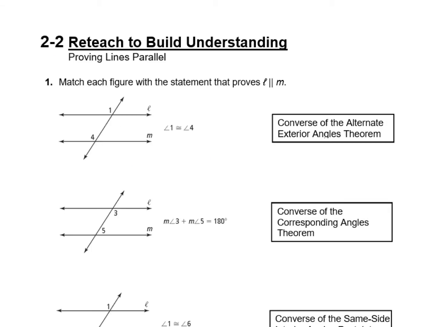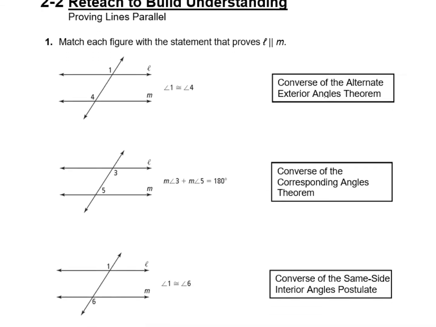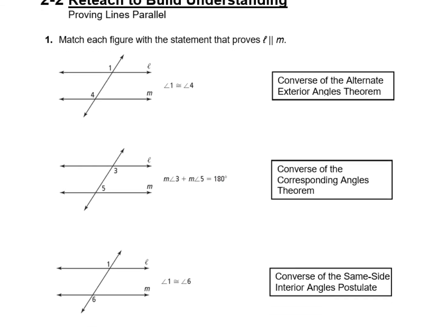All right, let's move on to lesson 2.2. It says, match each figure with the statement that proves that line L is parallel to line M. So if you are starting with congruent angles or supplementary angles, then you can conclude that the lines are parallel. These are our converse theorems.